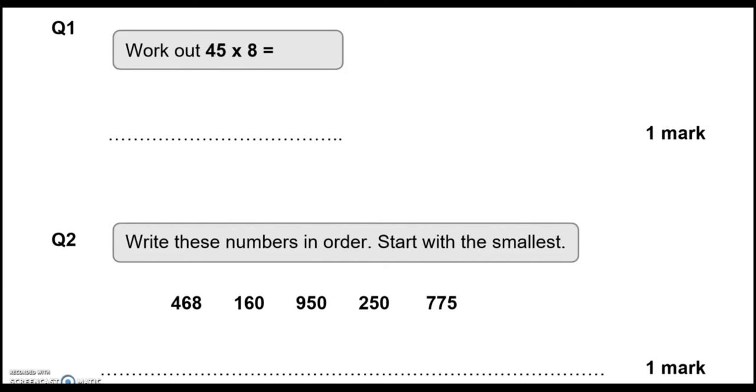Question 1. Work out 45 times 8. Eight times 5 is 40, so 0 down and 4 carried over. 8 times 4 is 32, and the 4 is 36, so 360.